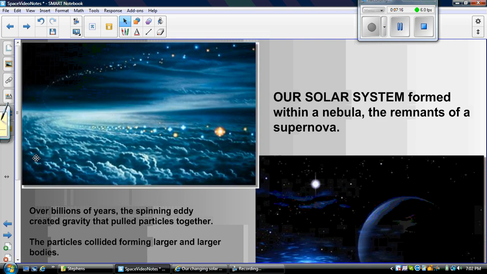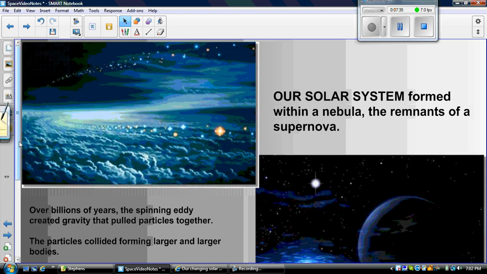So our solar system formed within a nebula, just like our sun, the remnants of a supernova. Remember we talked about that, how matter gets transmitted back into space when a star is dying. So within that nebula, once the star is formed, then the rest of the matter near the star is going to coalesce into our planets.